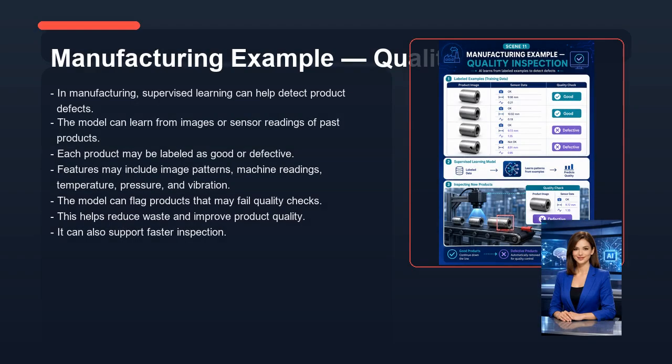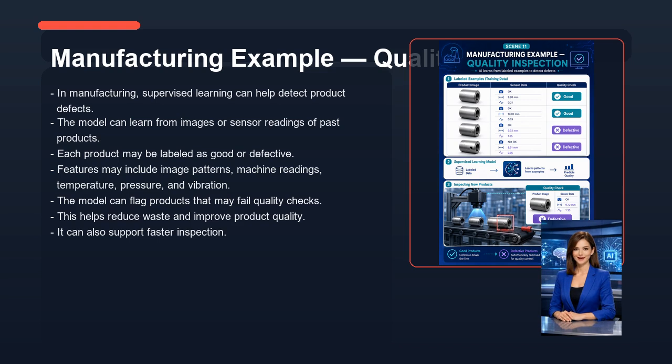Now let's look at a manufacturing example, quality inspection. In manufacturing, supervised learning can help detect product defects. The model can learn from images or sensor readings of past products. Each product may be labeled as good or defective.